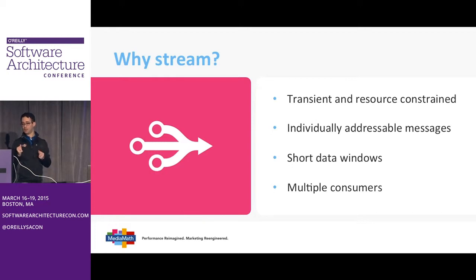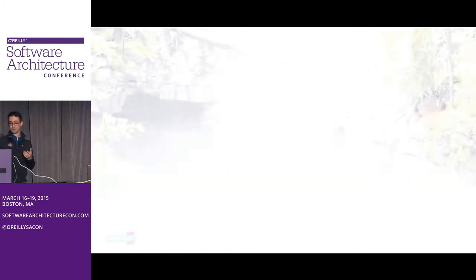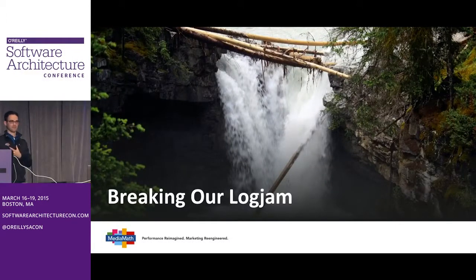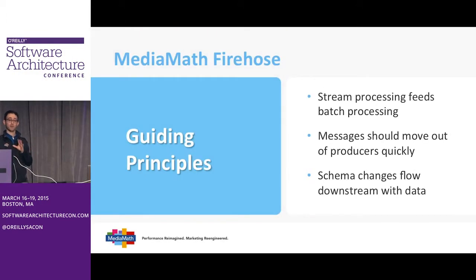It's really powerful. Short data windows, I mentioned right there, you can actually take advantage of the fact that messages are coming so quickly through your system that you can look at the last 5 minutes. You don't have to wait for the hourly batch to make it through. What you also get by putting this sort of stream processing layer in the middle is multiple consumers. And so I'll show you what that looks like as we talk about how MediaMath really got past its batch problem.